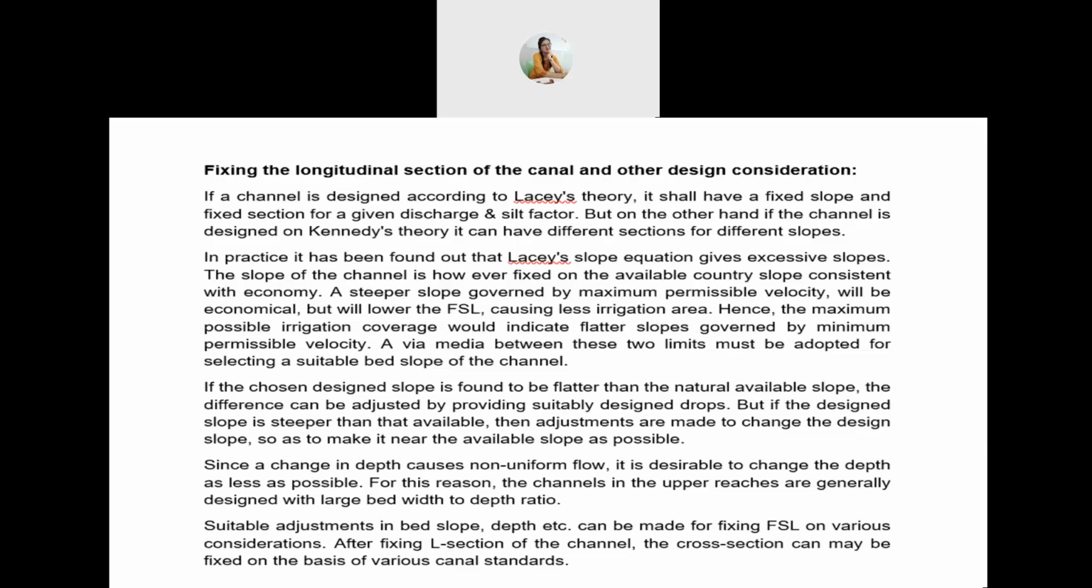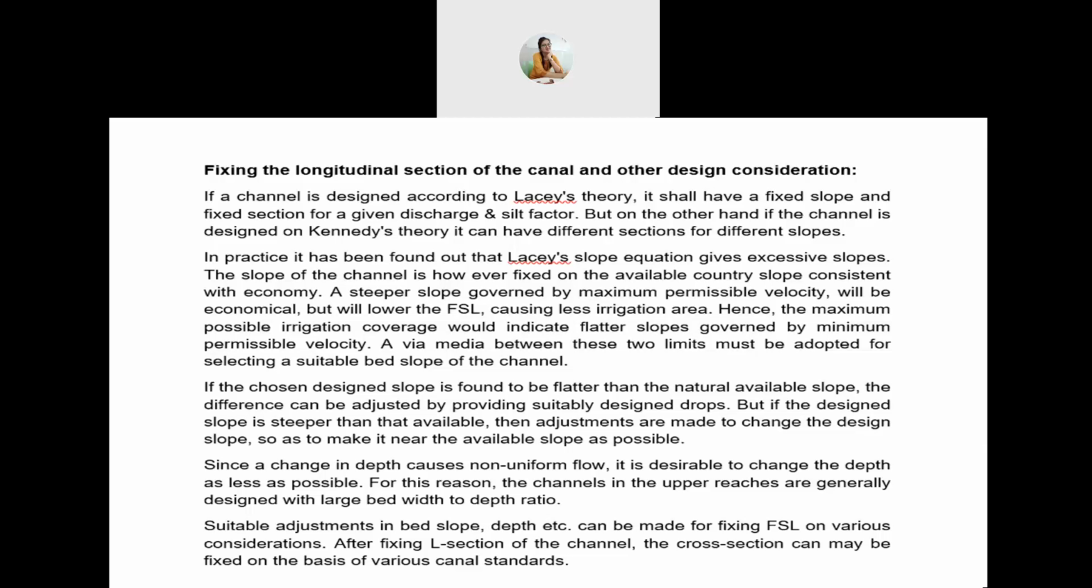A steeper slope governed by maximum permissible velocity will be economical but will lower the FSL, causing less irrigation area. Hence, the maximum possible irrigation coverage would indicate flatter slopes governed by minimum permissible velocity. A via media between these two limits must be adopted for selecting a suitable bed slope of the channel. If the chosen design slope is found to be flatter than the natural available slope, the difference can be adjusted by providing suitably designed drops.